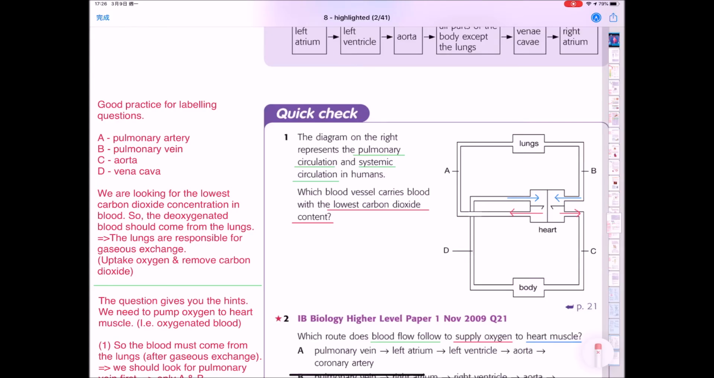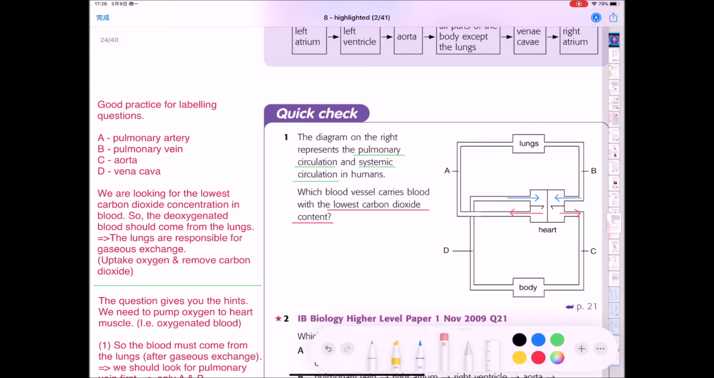We are going to talk about the MC questions of the pulmonary circulation and systematic circulation. For the first part, we need to take a look at the diagram first. As I mentioned, this diagram doesn't give you the name of the blood vessels. A, B, C, D are unknown, but actually we can distinguish these four blood vessels by ourselves.